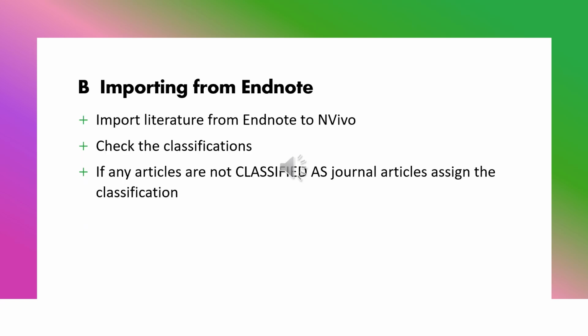Once you're happy with A, we'll move on to B, and you can import from EndNote. Don't worry if you've not got your own EndNote file. Halima's kindly made an EndNote file that you can use for this purpose. So you can then import literature from EndNote to NVivo, check the classifications that are made, and if any articles are not classified as journal articles, you can assign that classification.